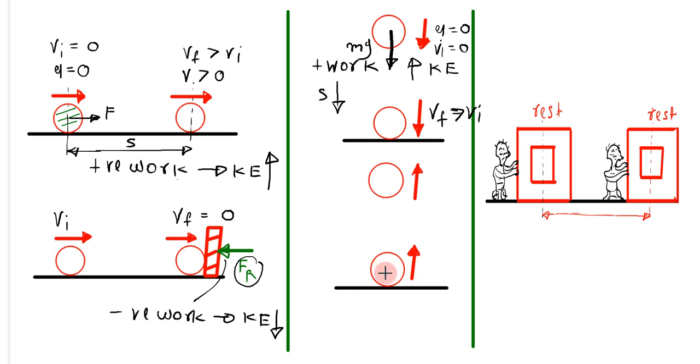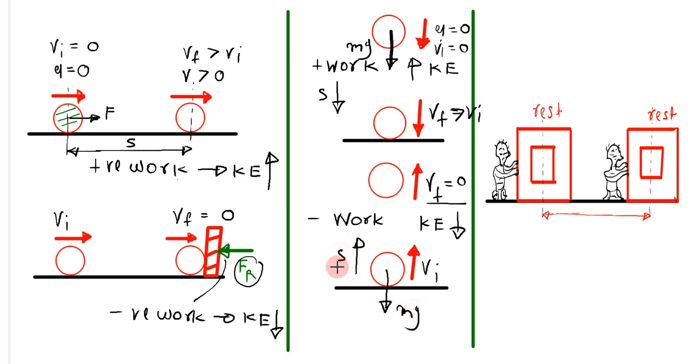And if you consider an upward projection, it has some velocity V initial, but at the final point, at maximum height, its velocity becomes 0. So here the kinetic energy decreases, and this work is known as negative work. The force mg is there, but the displacement is in the opposite direction.